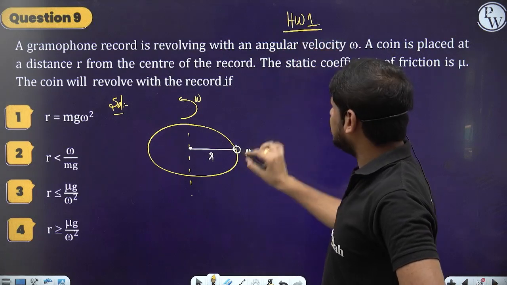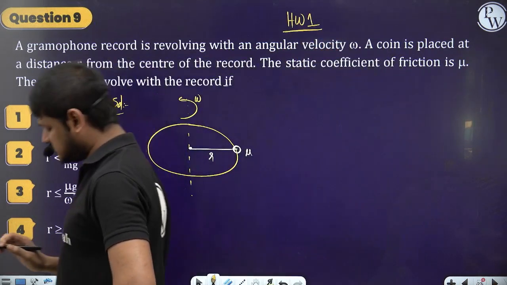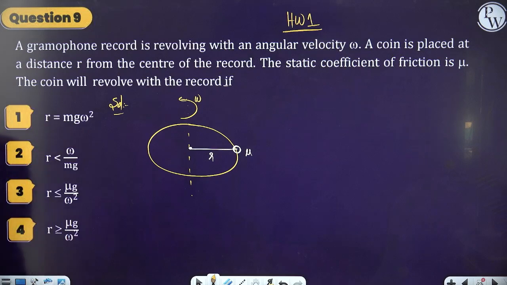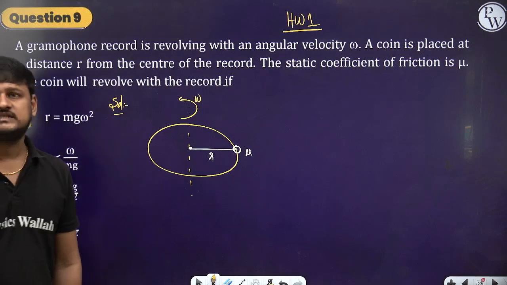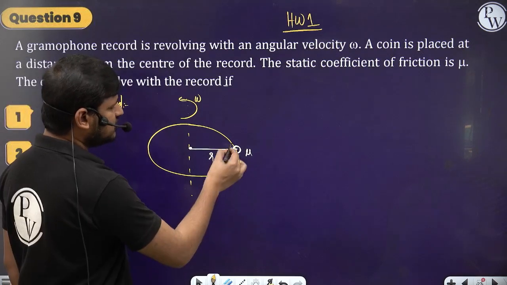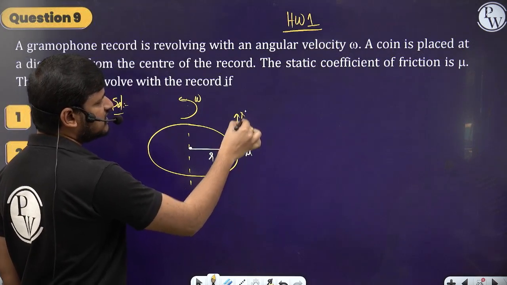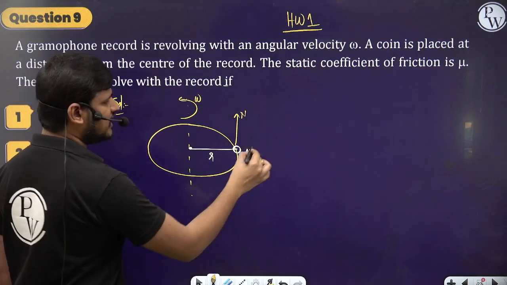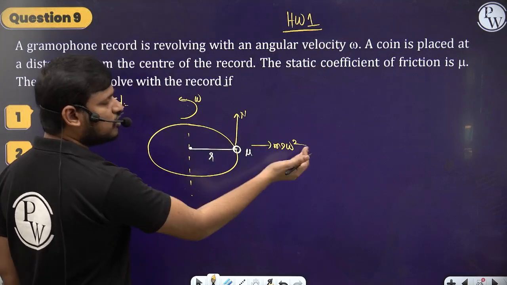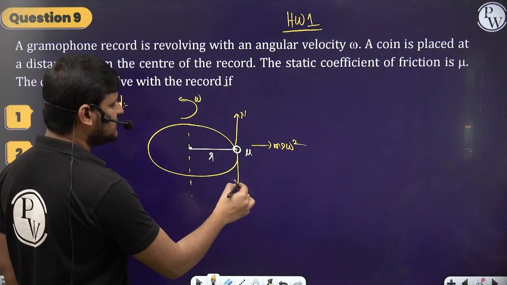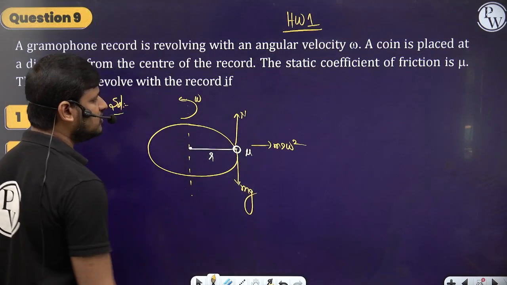The simple question here: it is rotating in a circular path, so it should stay with it. What are the forces that are acting? Don't get confused, guys. Here a normal reaction is acting, and the outward force, you know, m r omega square, will act. So if it is rotating, the outward m r omega square, and let its weight be mg. That's it. You can easily solve it now.